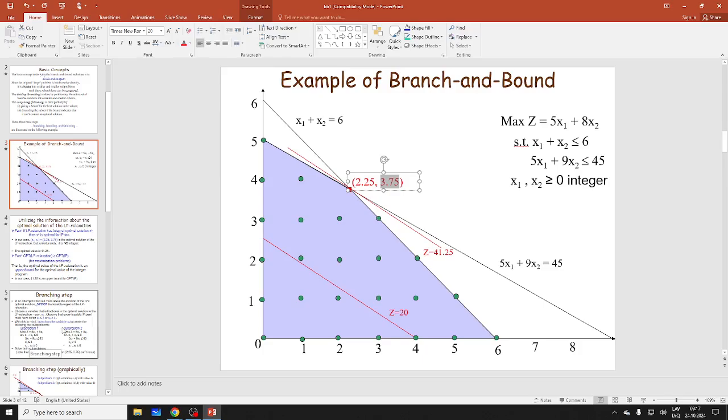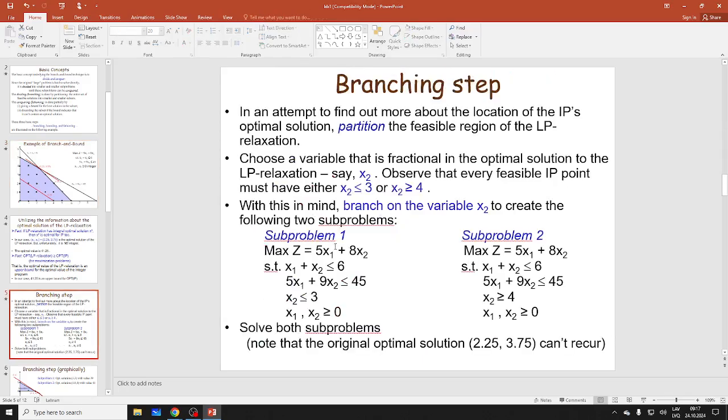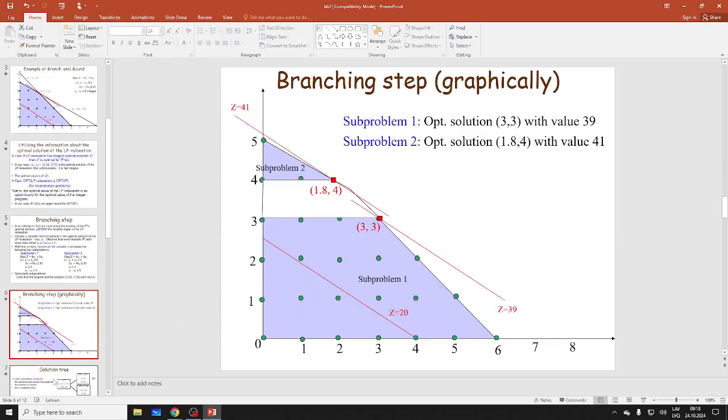So that's the idea. We create 2 subproblems. Subproblem 1, where formally x2 is less than or equal to 3, or formally x2 is greater than or equal to 4. And again, we know that the optimal solution is not here. Graphically, we've just created these 2 subproblem spaces. So we need to find a solution. We solve it.